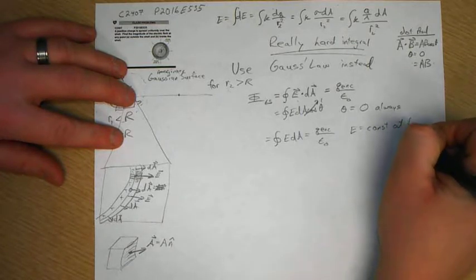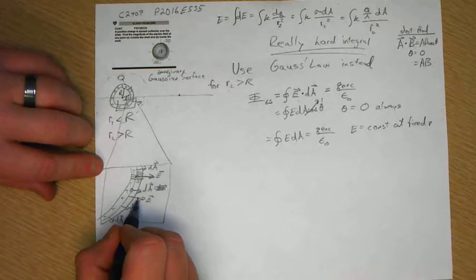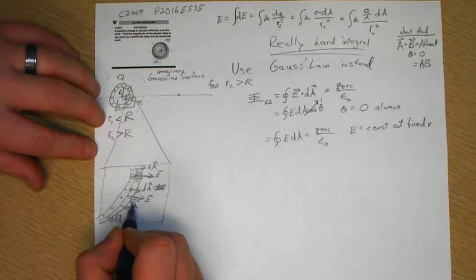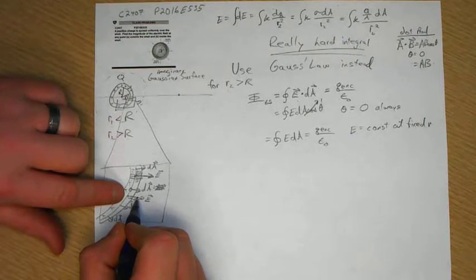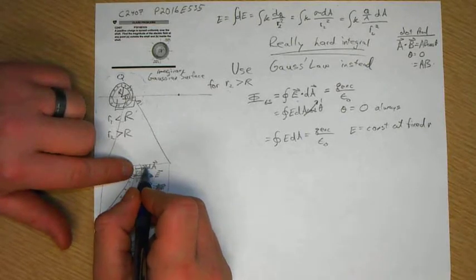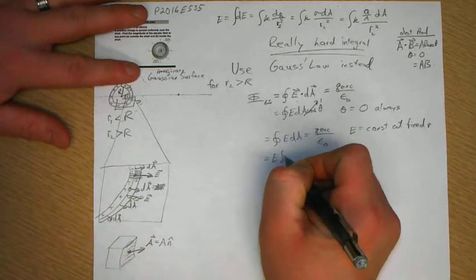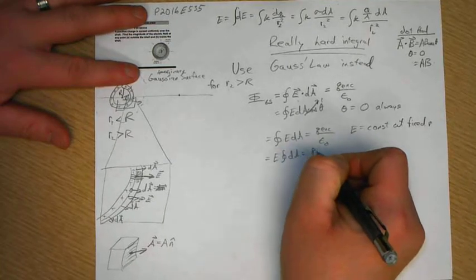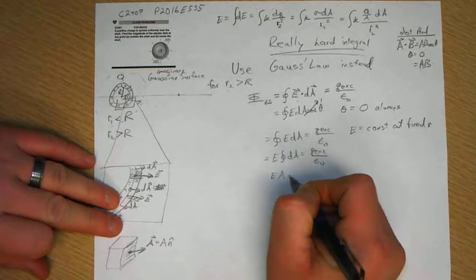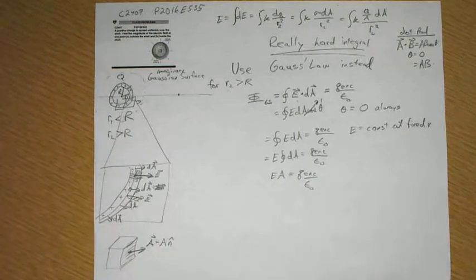Also, we note that E equals constant at fixed radius. So there's no reason that x distance away from the charged shell here, the electric field should be anything different than x distance away over here. The electric field is exactly the same everywhere around. So because of that, E comes out of the integral, and we can integrate this to say EA equals charge enclosed over epsilon naught.